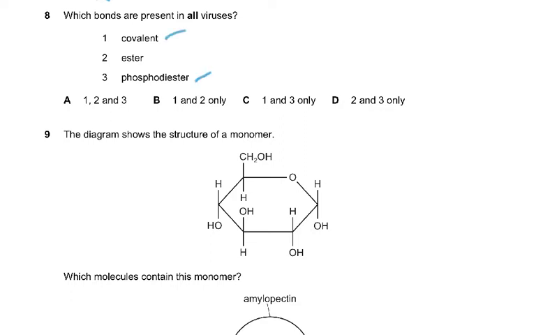1 and 3. Ester bonds are not formed because not every virus has a fat. So that is why for question number 8 the answer is C, 1 and 3 only. Covalent bond and phosphodiester bond. Phosphodiester bond would be between the nucleotides, and covalent bond would be the peptide bond on protein.